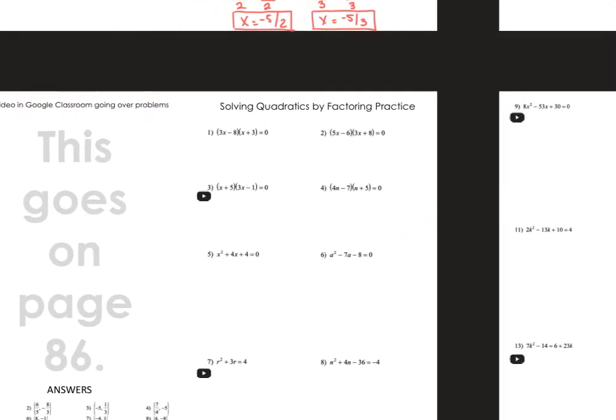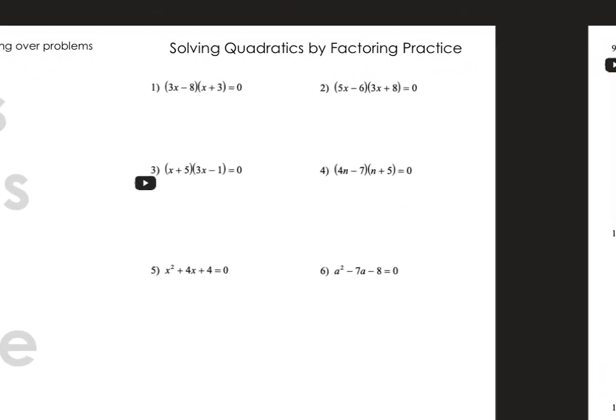All right, now I'm going to go over a couple of the practice problems. So starting with number 3. This one is already factored, so we don't have to factor it. All we need to do is use zero product property. So we're just going to set this one, x plus 5 equal to 0, and 3x minus 1 equals 0. And then we're just going to solve.